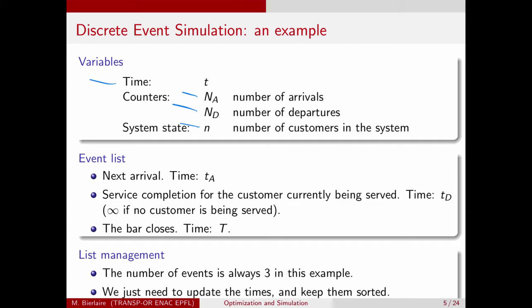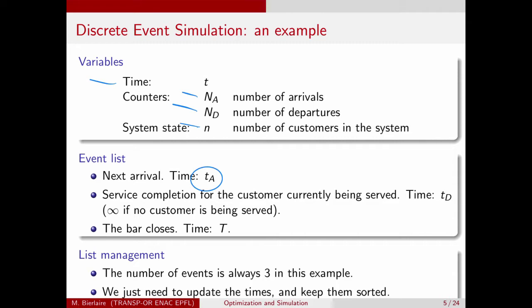One event is the arrival of a customer. The second event is the departure of a customer. And the third event is the bar closes. These are the 3 events that can occur. And I will associate each of these events with a time tag.